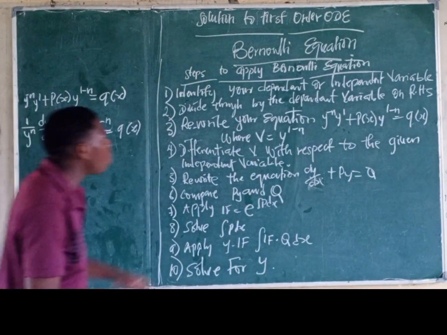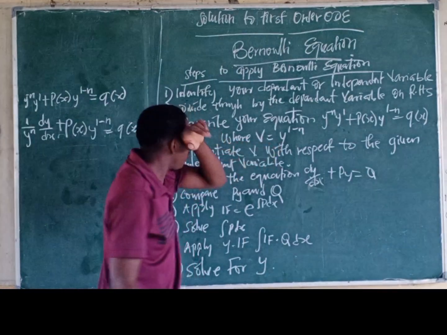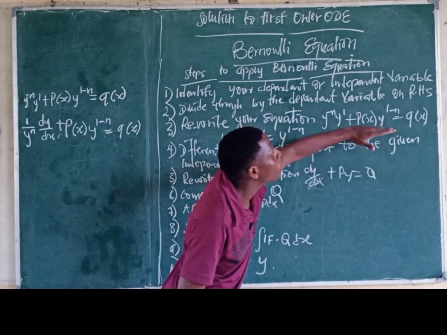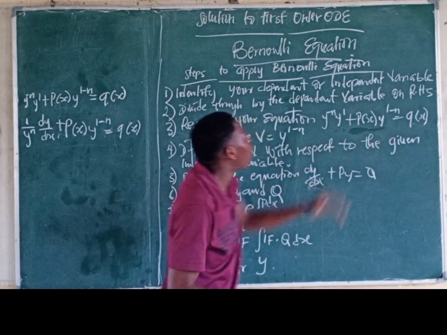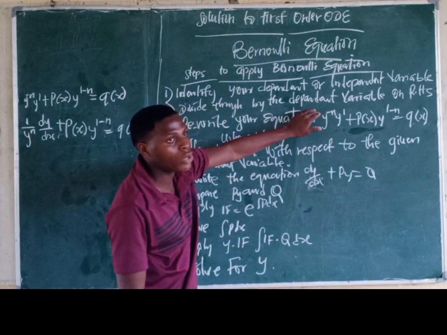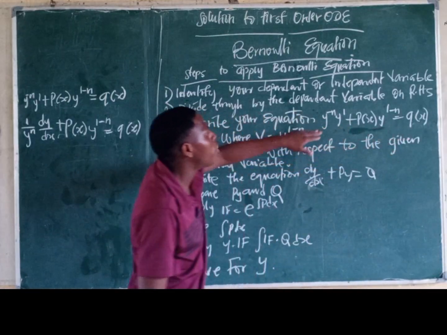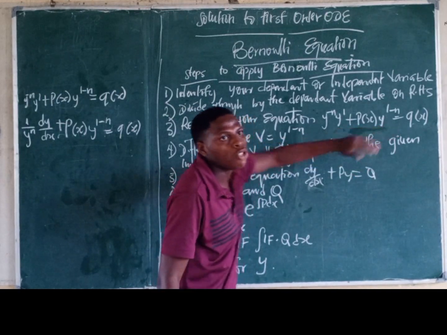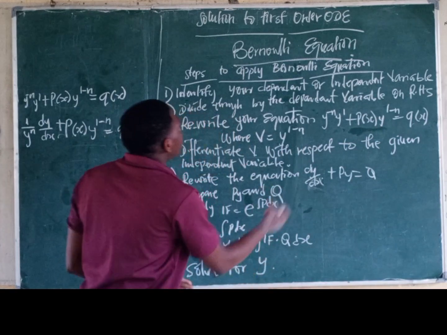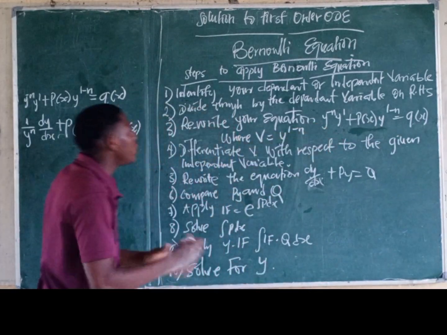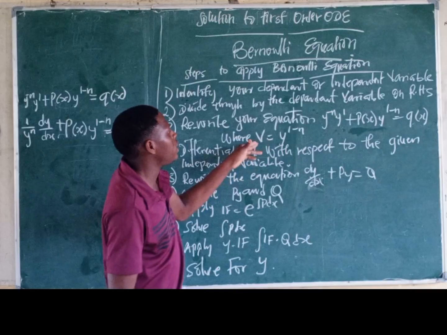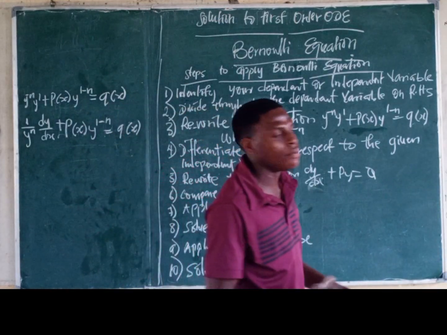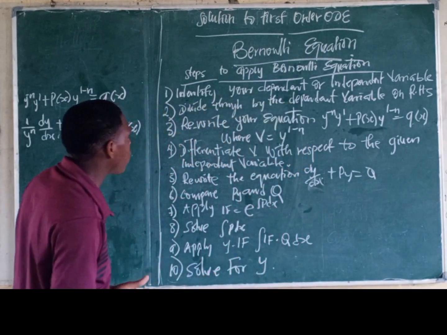The next thing is to call v to be this. If you are calling an alphabet to be anything, we are taking the dependent variable that we have here. We are working with the dependent variable. So after dividing through by the dependent variable, you have the dependent variable here. That value you have here, you are calling it an alphabet. After calling that an alphabet, the next thing you do is differentiate. So you differentiate this with respect to your independent variable. We'll take some examples for more clarification.